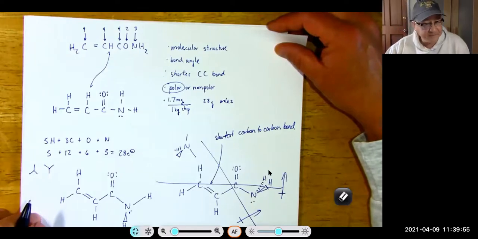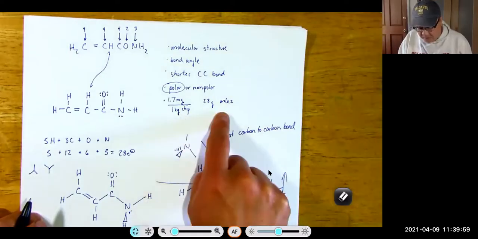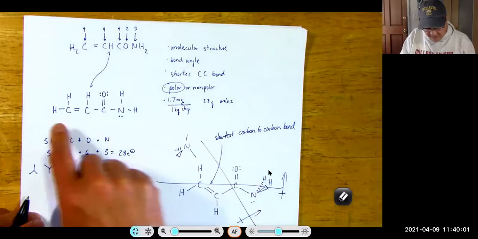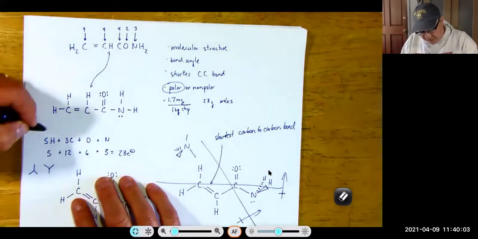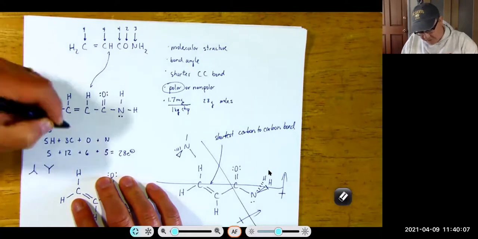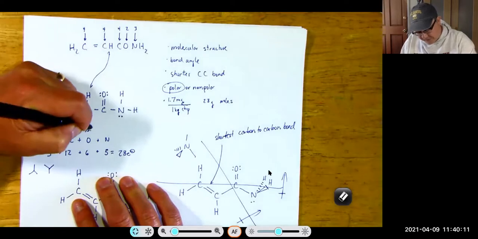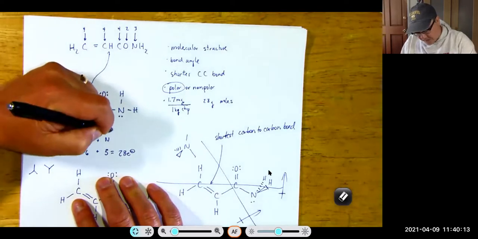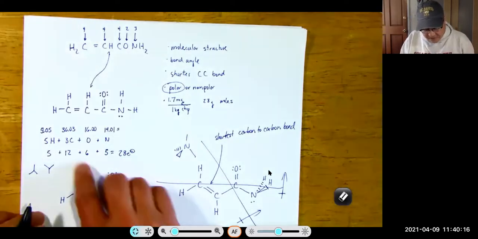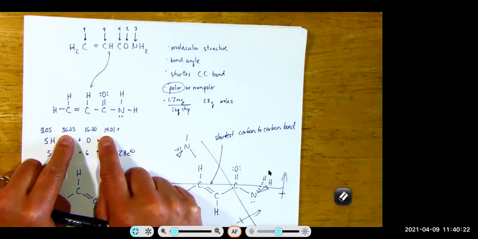Fair enough? Okay, now, how many moles of acrylamide are in here? Well, we need the molar mass of this guy. 5 hydrogens is 5.05. 3 carbons is 36.03. 16.00 and 14.01. Add these all together, and do you see how 36 and 14 add up to 50? So that's 50.04.